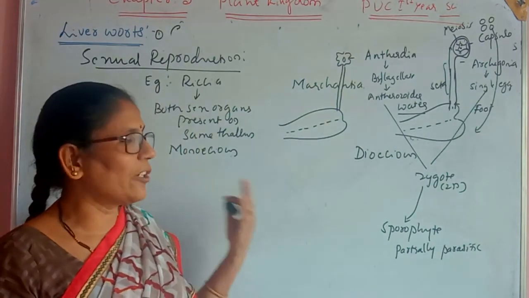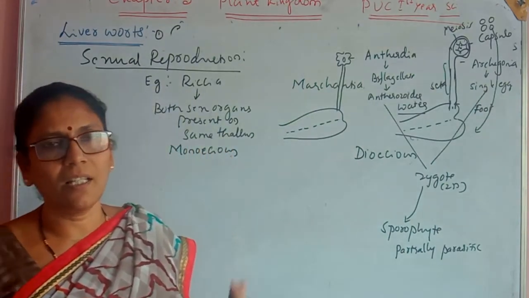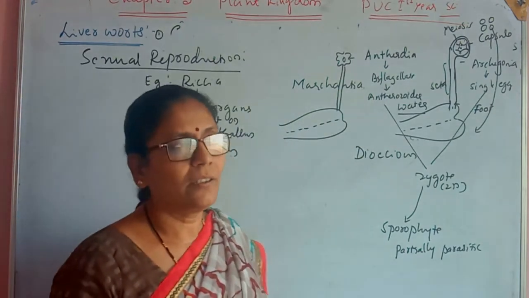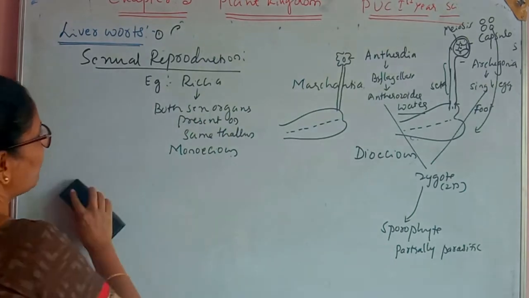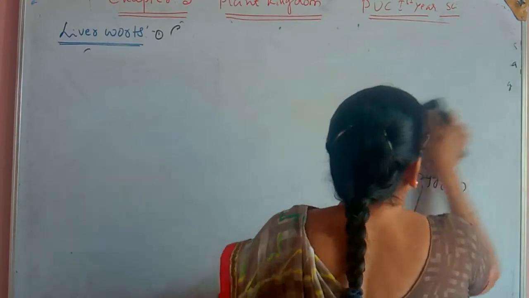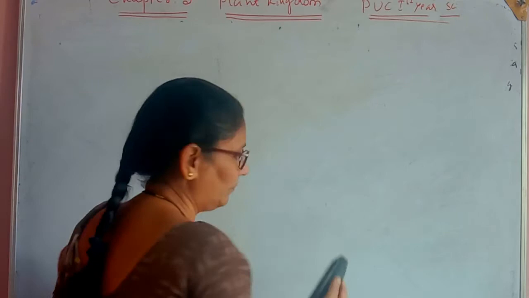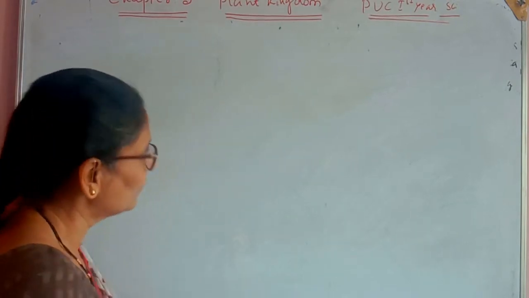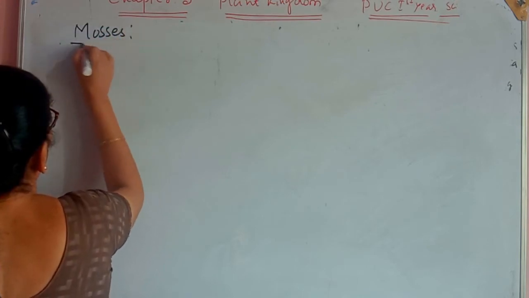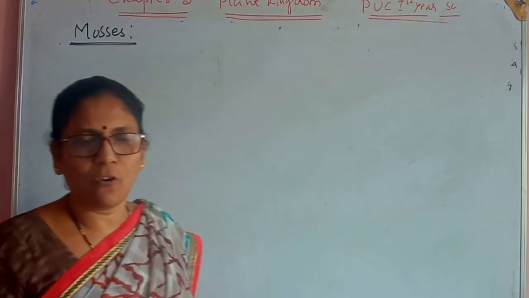So examples I already mentioned: Riccia, Marchantia, Pellia. These are examples of liverworts. Now we'll move to the next group of bryophytes, that is mosses. This is another group which comes under the bryophytes.